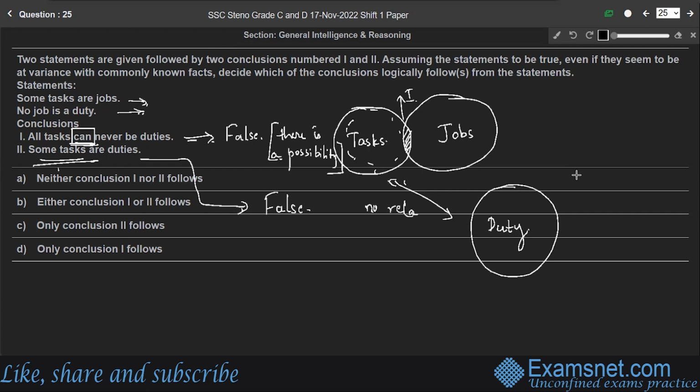No relation. Therefore, a false conclusion. Both the conclusions are false. Neither one nor two follows will be the answer. Option A.